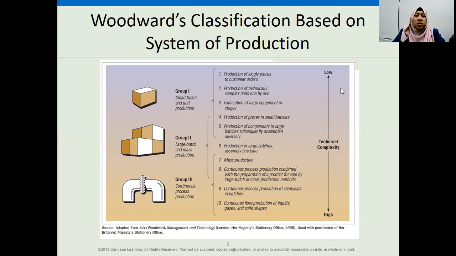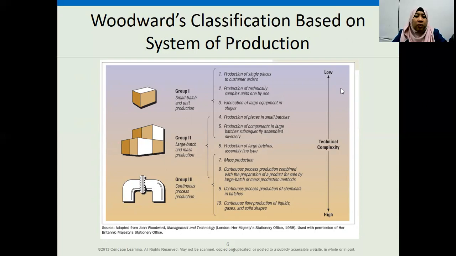Group 2 is the large batch and mass production. So the production of the large batch is assembly line type, and yeah, this is assembly, from one process to another process. And then group 3, continuous process production, we have mass production. And then number 8, we have continuous process production combined with the preparation of the product for sale by large batch or mass production methods.